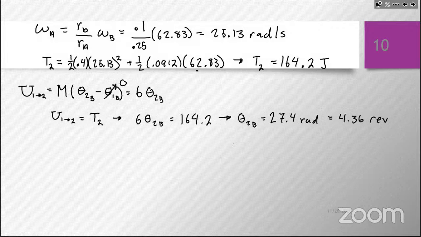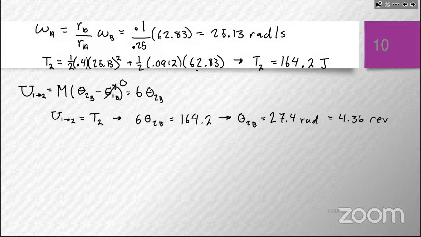So we can calculate T2. 1/2 times 0.4 times 25.13 squared plus 1/2 times 0.0912, and so on. So the kinetic energy of A plus the kinetic energy of B, and I'll get 164.2 joules. Now I have to determine the work it takes to go from state one to state two.